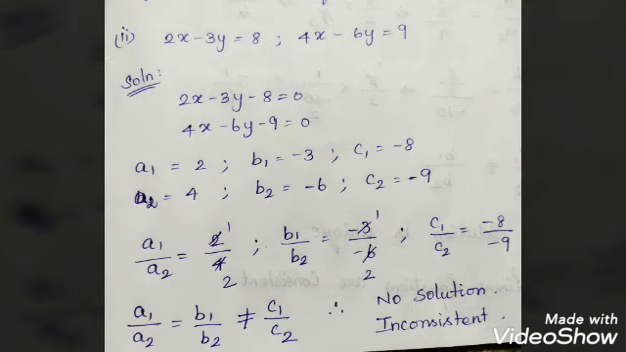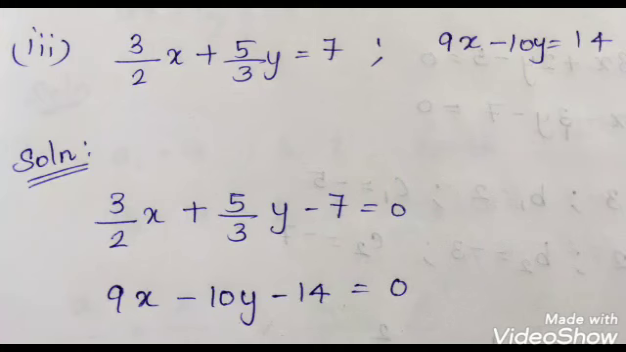So what is that? A1 by A2 equal to B1 by B2, but it is not equal to C1 by C2, which means this set of equations has no solution. No solution means it comes under inconsistent. Is this clear? The first thing, keep that ratio in mind: A1 by A2 is equal to B1 by B2, but it is not equal to C1 by C2.